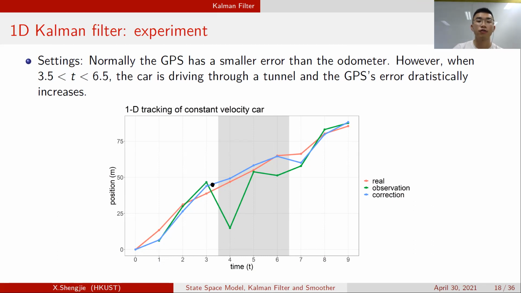But when the car drives into the tunnel, we forget about the GPS. We follow the state transition. We follow our prediction. We will not believe in the observation anymore. And so the Kalman filter will go this way. But when it gets out of the tunnel, we again believe in the GPS. So as you can see, the result, the blue line of the Kalman filter, is a really great approximation of the real position. So this is the power of the Kalman filter.